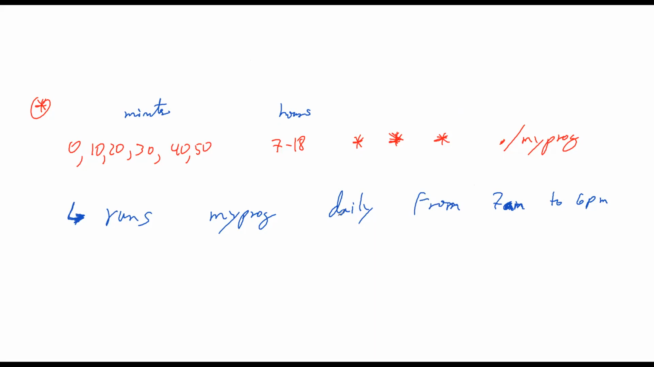Right, so we know that I'm going to run my prog daily from 7 a.m. to 6 p.m. and also every 10 minutes during that period, right? That's because you have 0, 10, 20, 30, 40, 50, and back to 0 again. So during that time period, my prog runs daily from 7 a.m. to 6 p.m. every 10 minutes. Do you guys see that? Any questions? None for me at least.